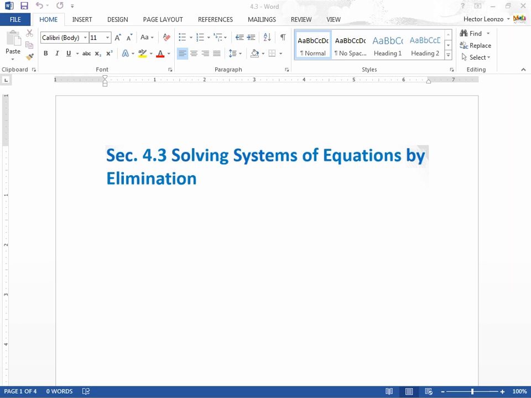4.3 is going to be about solving a system of equations with elimination. So far, 4.1 was graphing, 4.2 was substitution. So now the third one, in 4.3, we're going to learn how to do by elimination. This one's actually not difficult, and like the name says it, we're going to eliminate. We're going to try to cancel things out.